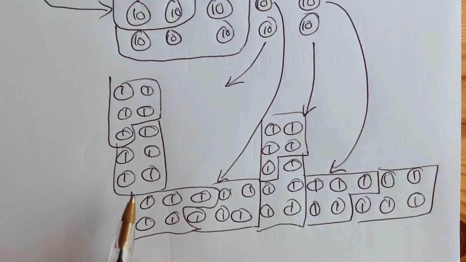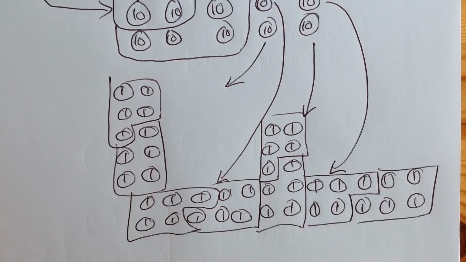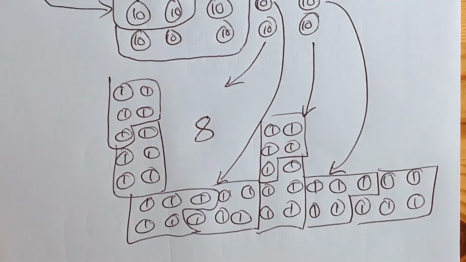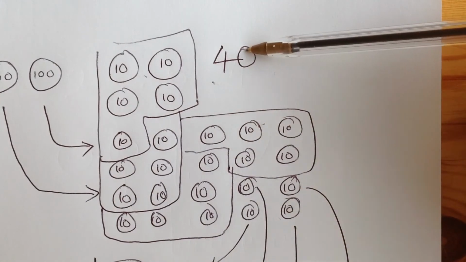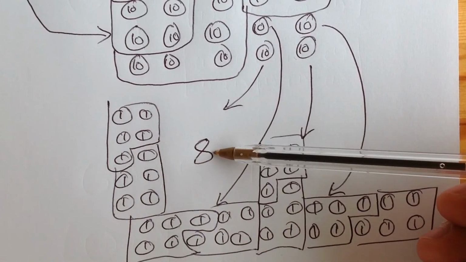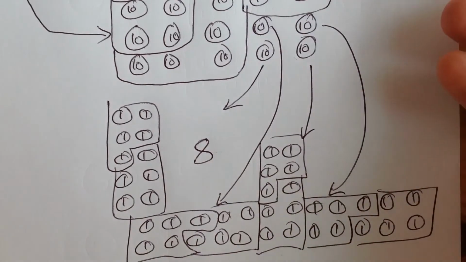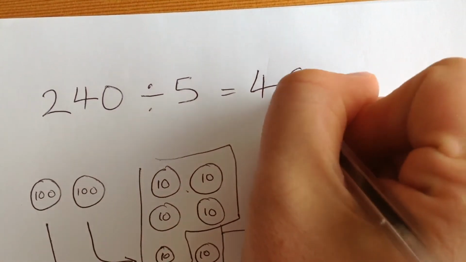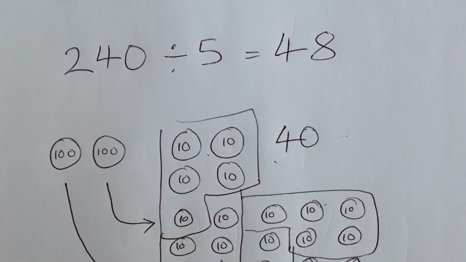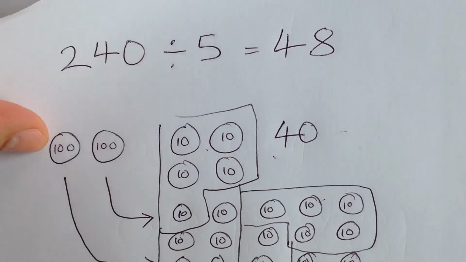And I've got 1, 2, 3, 4, 5, 6, 7, 8. So I had 4 tens, 4 groups of tens, so I had 40. I have 8 groups of 1s, so I have 8. So the answer is 40 plus 8, which is 48. I'm going to do one last one.